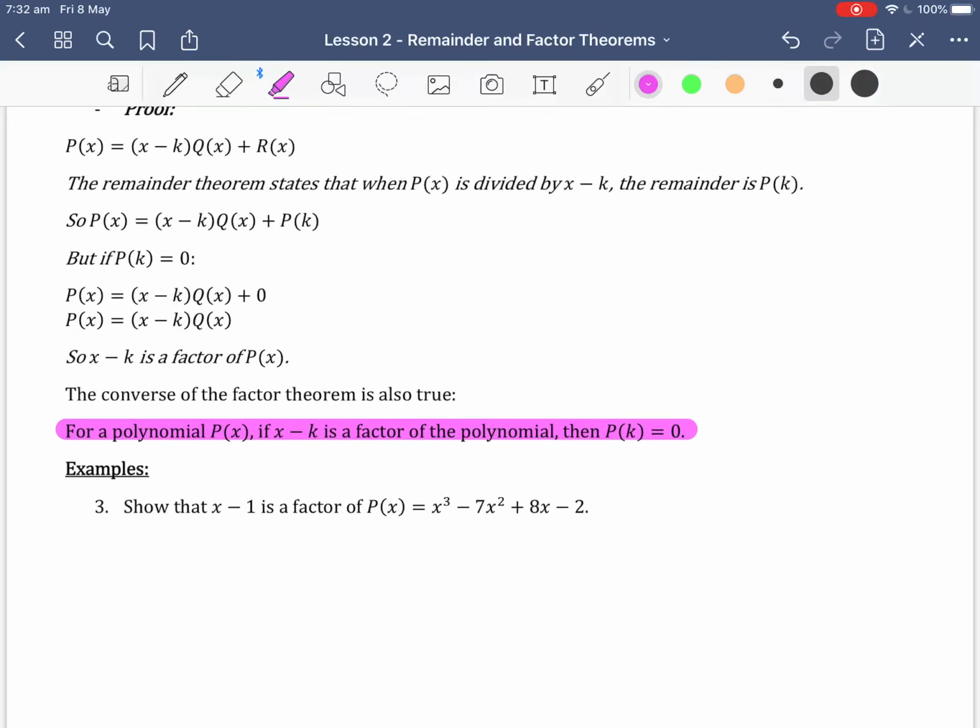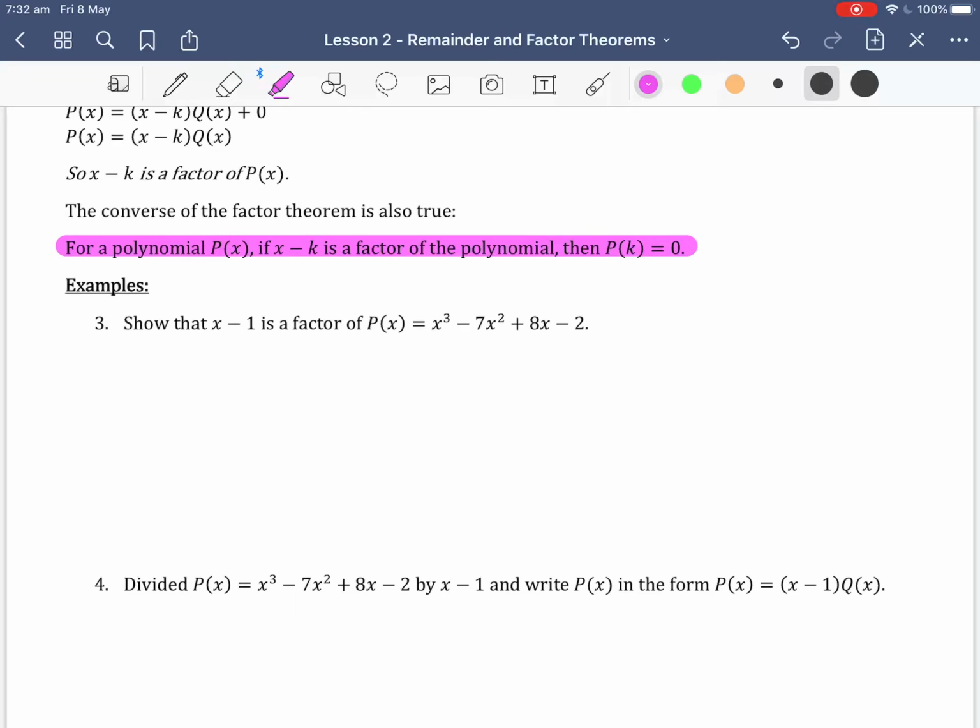So the opposite, if you're given a different piece of information first. For example 3, we want to show that x minus 1 is a factor of p(x) equals x cubed minus 7x squared plus 8x minus 2. So what we're going to do is we have our k equals 1, so we're going to substitute 1 into our polynomial. So we're going to find p(1).